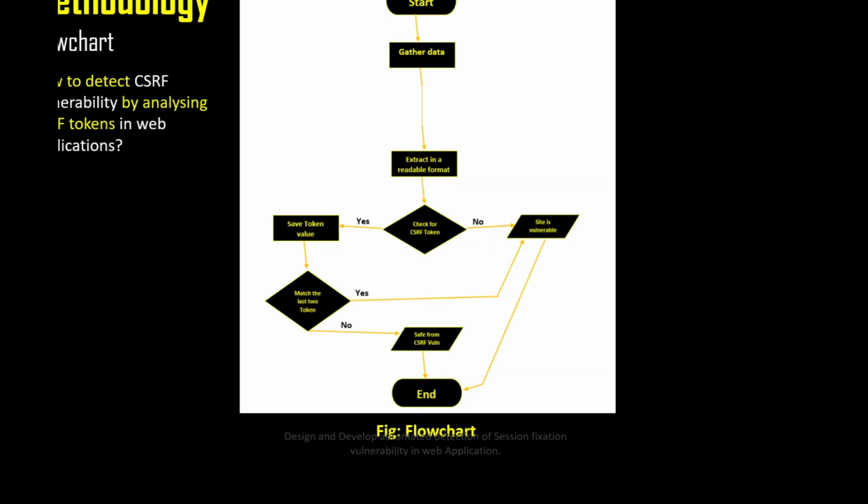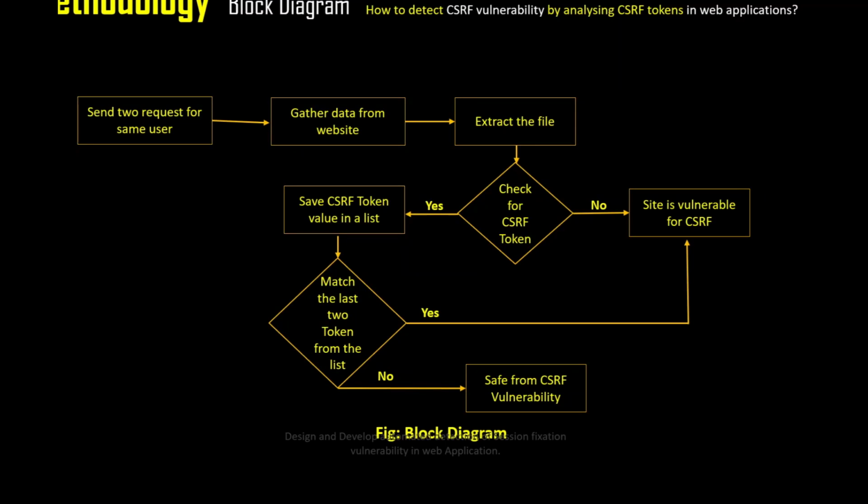Here is the methodology we have. It's very easy to understand and easy to go through. If you can see here, first of all we get two requests at the same time for the same user, and then we extract the file and check whether the CSRF token is available or not. If we find the CSRF token, then it's okay, I mean initially okay, but if we do not find any CSRF token, then the system must be vulnerable.